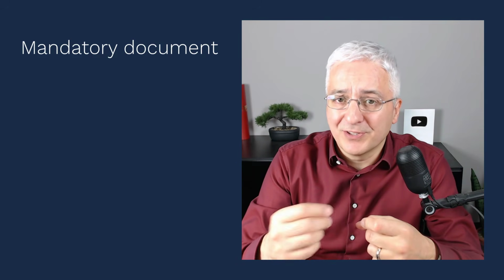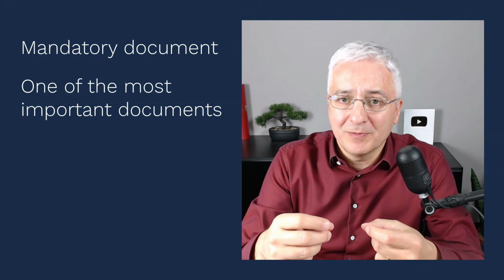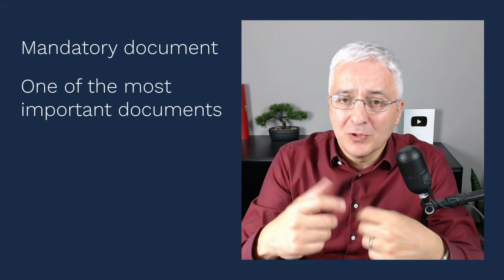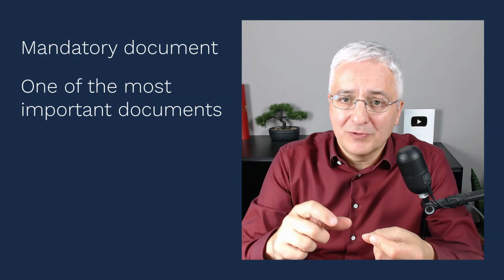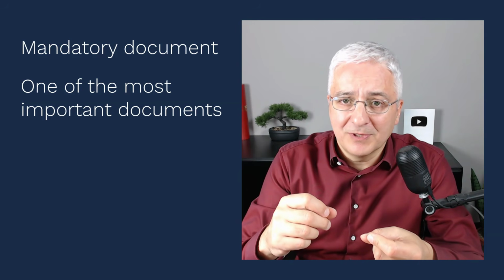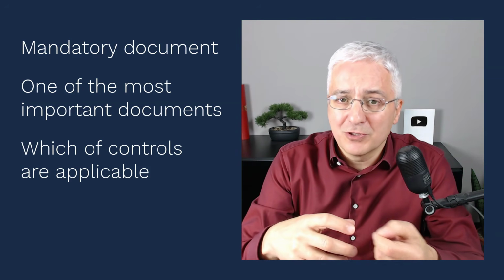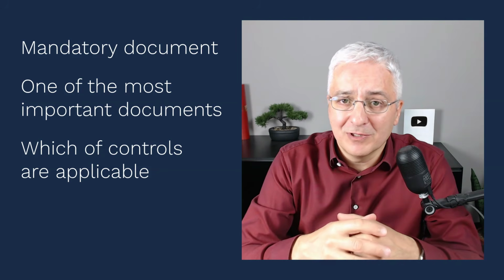And by the way, for the certification auditor, this is one of the most important documents, because through this document you show all the controls, all the security measures that you're implementing in your company. So the auditor knows exactly what you're doing with regards to security in your company. The purpose of this document is to define which of the controls listed in Annex A of ISO 27001, and by the way there are 93 controls, are applicable in your company and which controls are simply not applicable to your company.